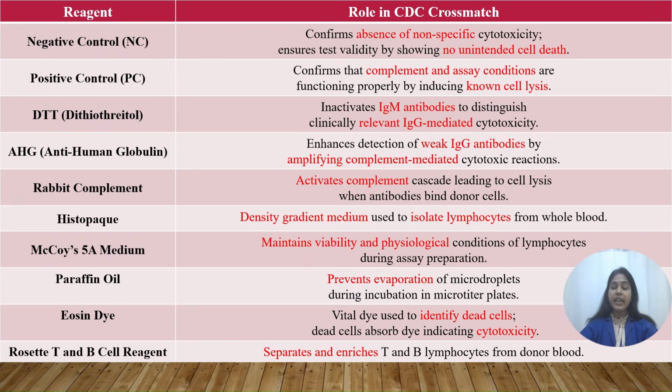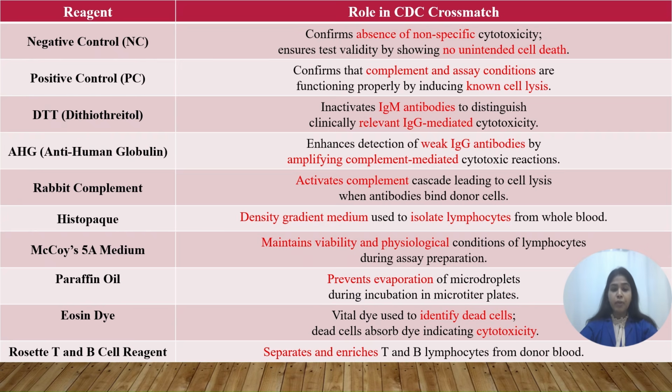As this is AHG, that is anti-IgG. It goes and binds to the IgG, which creates a bigger immune complex that helps with easier detection of the weak IgG antibodies, and it amplifies the reaction. Here the AHG increases the sensitivity of the test, and by breaking the disulfide bonds of IgM with DTT, it increases the specificity of our test.